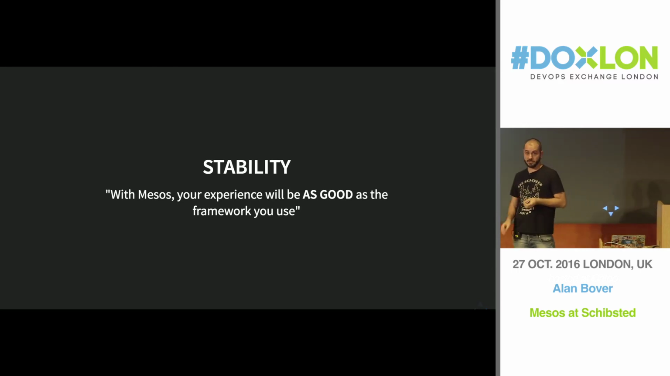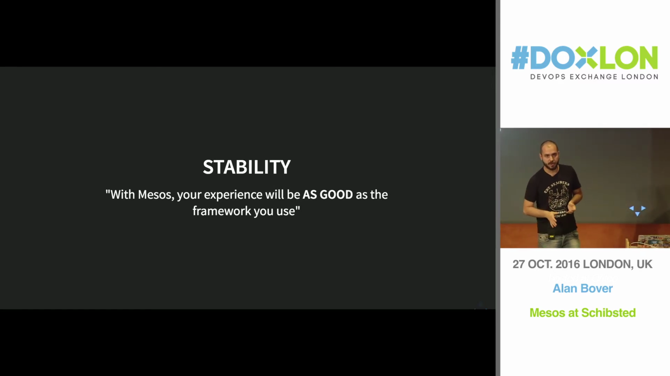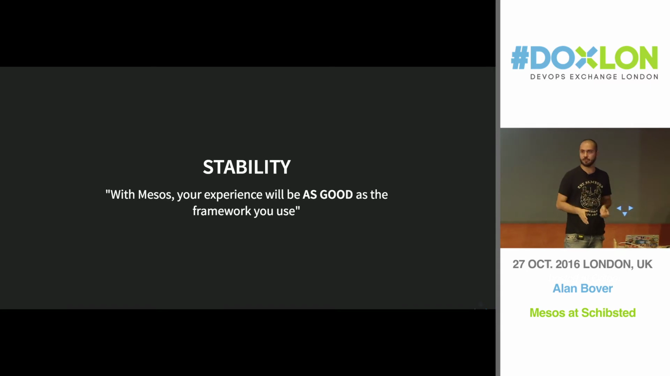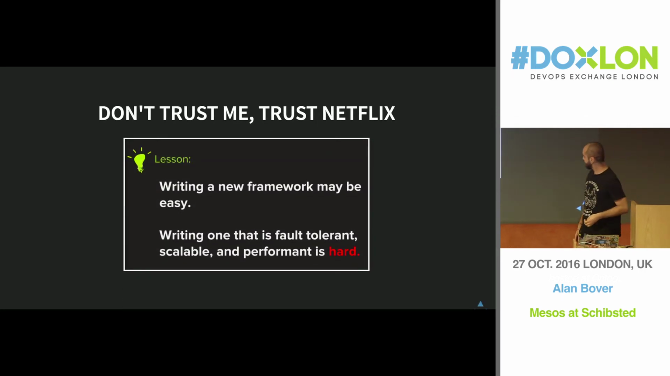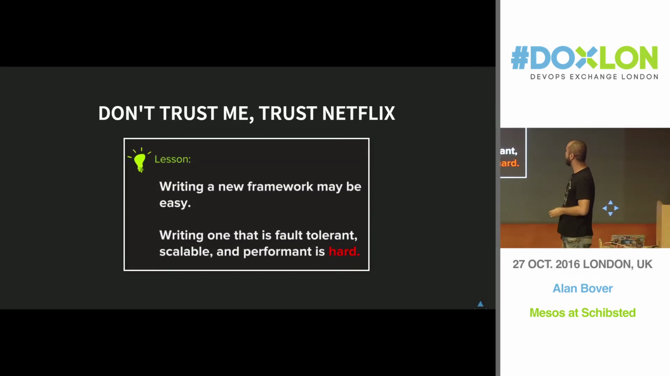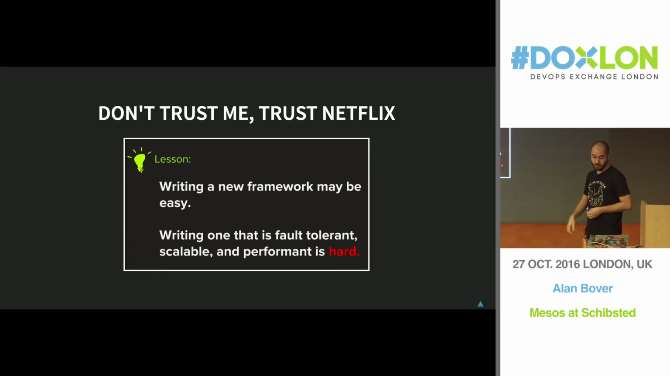And developing a framework is hard. You can develop a framework with not too many lines of code, but to develop a proper framework that is distributed, fault tolerant, and resilient is hard. And you cannot trust me, but trust Netflix. This is a slide from a Netflix conference, and as you can see, it says writing a framework that's fault tolerant, scalable, and performant is really, really hard.